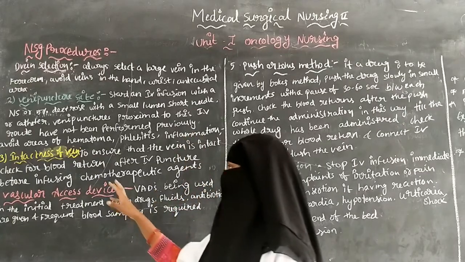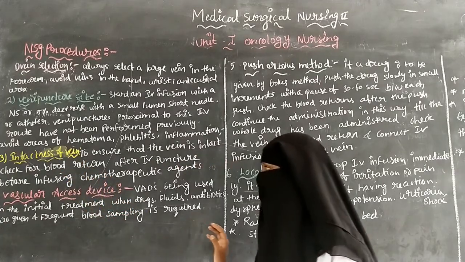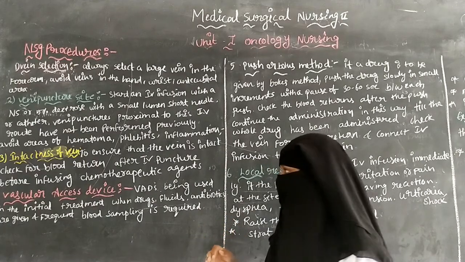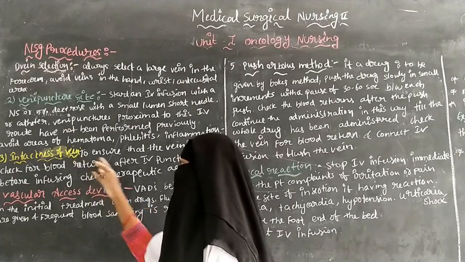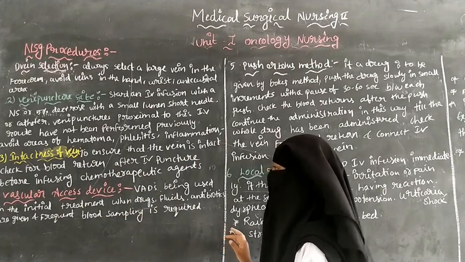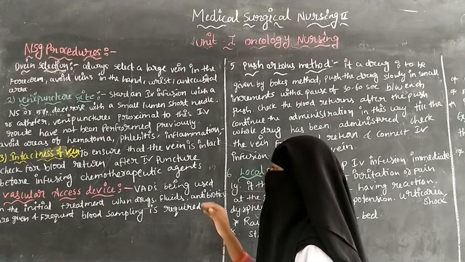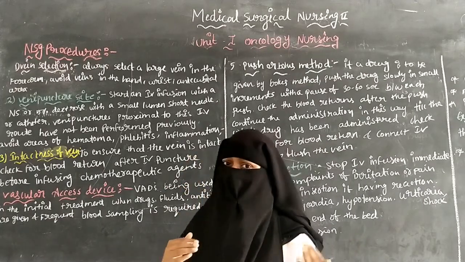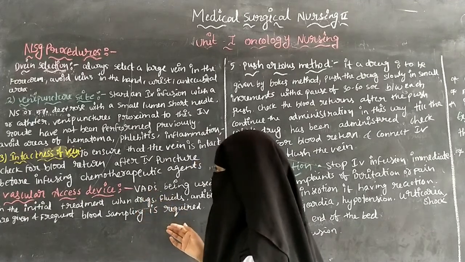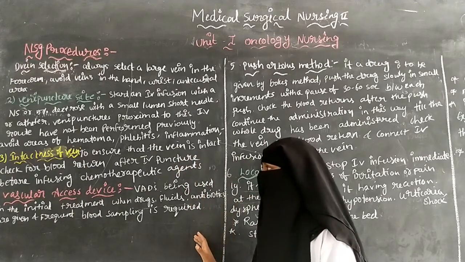The next one is intactness of vein. Intactness means there is no damage to the vein, so we should not damage the vein. To ensure that the vein is intact, check for blood return after IV puncture. We should see whether any damage has occurred in the vein, or whether the vein is normal.